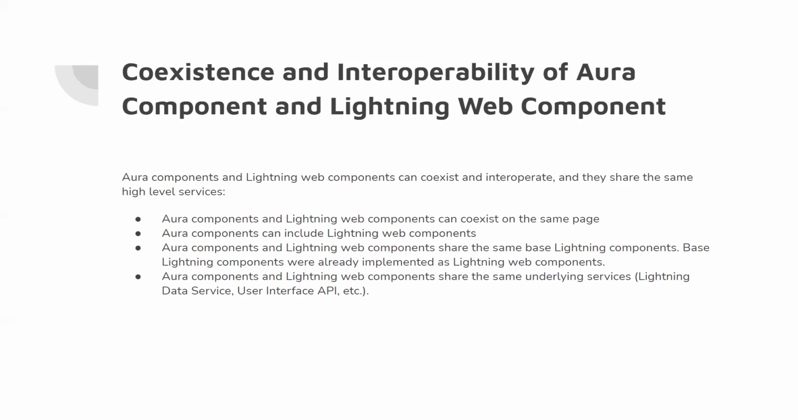Aura components and Lightning Web components can coexist and interoperate, and they share the same high-level scenarios. Aura components and Lightning Web components can coexist on the same page. An Aura component can include a Lightning Web component. Aura components and Lightning Web components share the base components. Base Lightning components were already implemented as Lightning Web components. Aura components and Lightning Web components share the same underlying services, Lightning Data Service and User Interface API, etc.